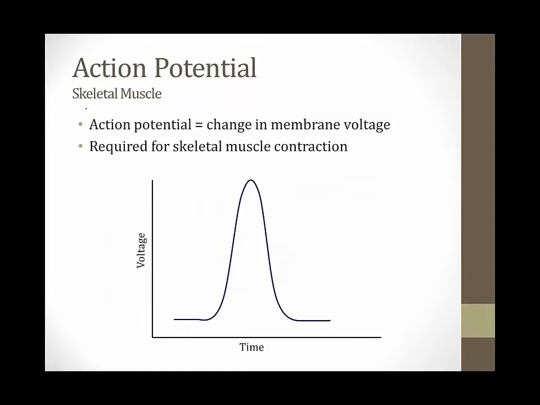Now let's talk about the action potential of skeletal muscle. An action potential means a change in membrane voltage. I'll talk about what that is in a second. And this is required for skeletal muscle to contract. So let's imagine that we have a muscle cell and we have relatively more positively charged ions inside the cell and relatively more negatively charged ions outside of the cell. We would say that the voltage across the membrane of this cell is therefore positive because there's more positive charge inside the cell. Now let's imagine that we have another muscle cell and it's got relatively more negatively charged ions inside the cell and relatively more positively charged ions outside the cell.